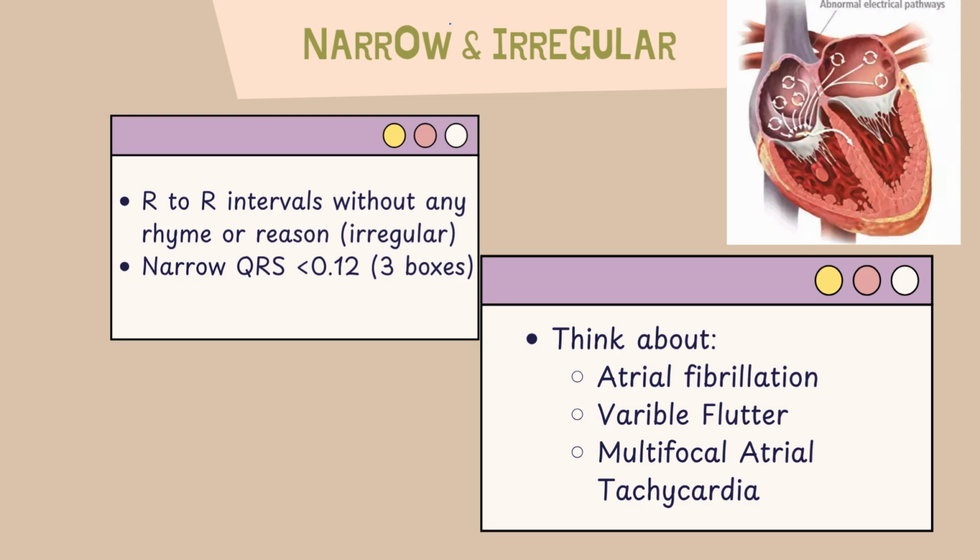They have absolutely no pattern. R to R intervals all over the place. When we see that, we think about 3 things: either atrial fibrillation, variable misbehaving flutter, or one of my favorites, very rare but very fun, multifocal atrial tachycardia.